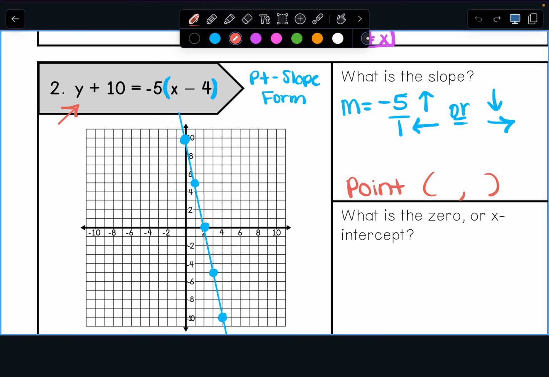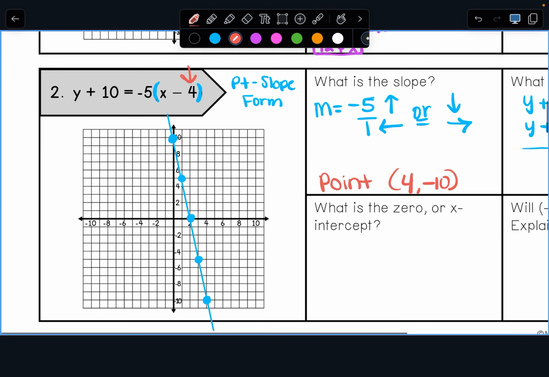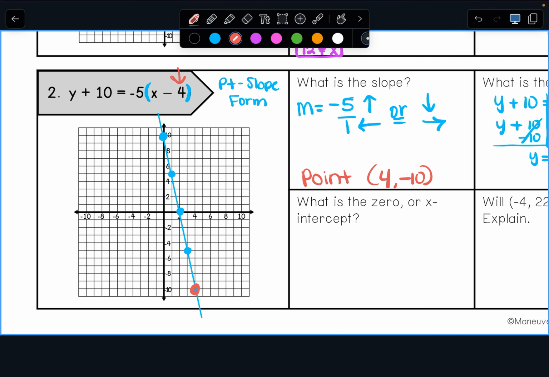Not just any point, the point that's given here. Remember, y minus y1 equals m times (x minus x1). This 4 is what? Negative 10, because it's a plus. So we could have plotted that point first, then gone up to the left from there. You could have done that as well.